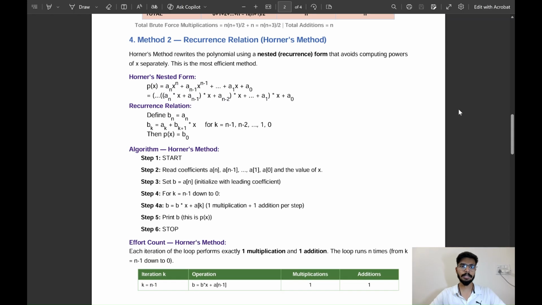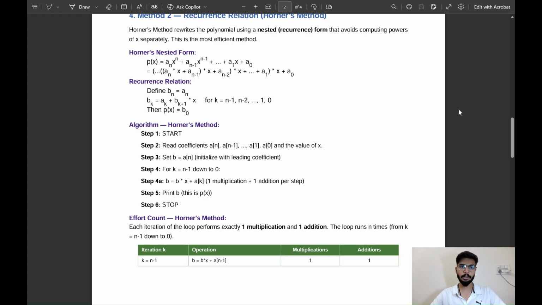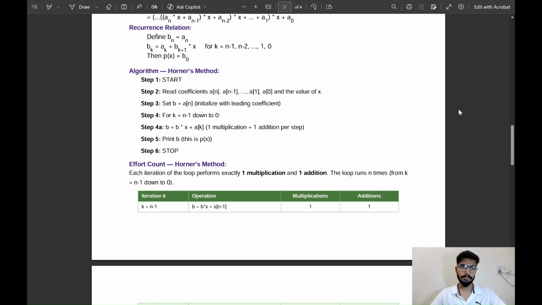Now our recurrence relation is defined: b_n is equal to a_n, and b_k is equal to a_k plus b_(k+1) times x, for k equal to n-1, n-2 till 1 and 0. Then P(x) is equal to b_0. The algorithm for this method: first we start, then in step 2 we read the coefficients a_n, a_(n-1) till a_0 and the value of x. In step 3 we set b equal to a_n, initializing with the leading coefficient. In step 4, for k equal to n-1 down to 0, b is equal to b times x plus a_k, which is 1 multiplication plus 1 addition per step, and in step 5 we print b.